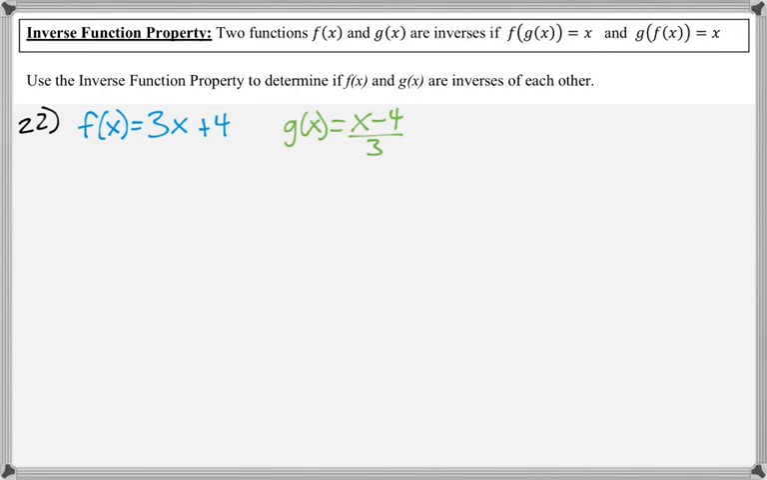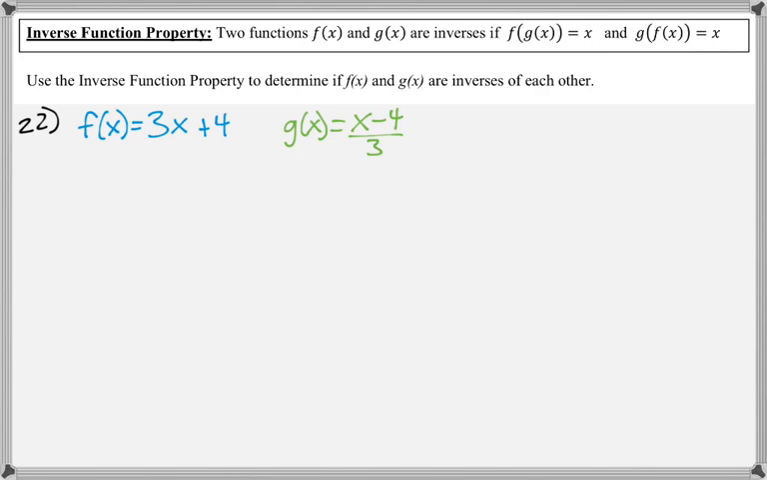Our next property is the inverse function property. And this says that two functions f of x and g of x are inverses if we take the compositions, f composed with g of x and g composed with f of x, and they're both equal to x.